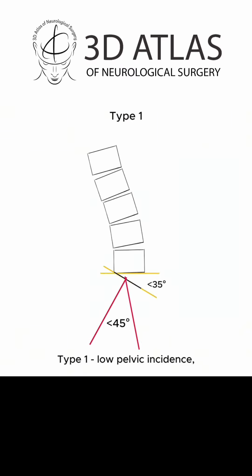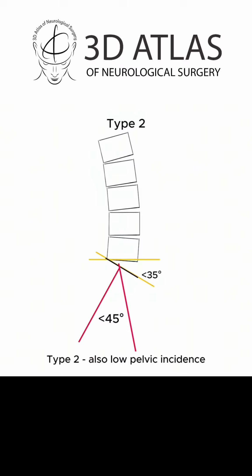Type 1. Low pelvic incidence and a sacral slope under 35 degrees. The lumbar lordosis is short with the apex low at L5. These spines have a long thoracolumbar kyphosis and limited ability to compensate.